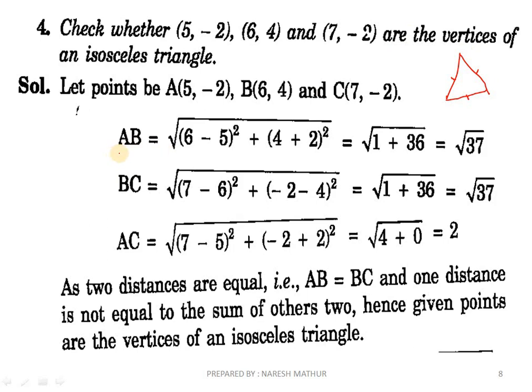We find the distance between A and B and get root 37 units. The distance between BC, we get root 37 again. And for AC, we can find the distance between A and C is 2 units. So we can see the 2 distances are equal. Therefore ABC is an isosceles triangle. Alright. Similarly, in the question paper, you may be asked for an equilateral triangle or a scalene triangle.